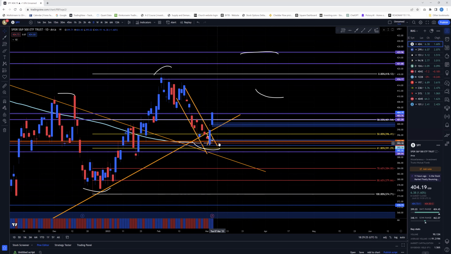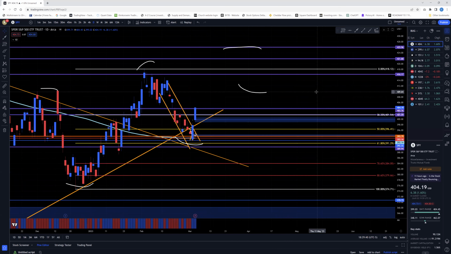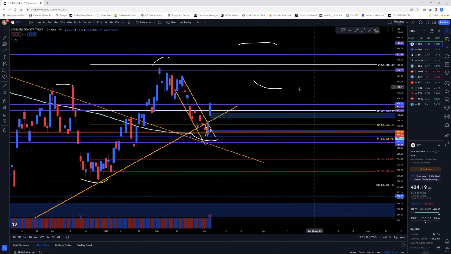Because of this strong key support, it could come up here and give us the double top, come back down, or it can come all the way up, pass through here, give us a higher high, and then give us a higher low on a pullback. So those are the bullish and bearish scenarios that we can get.